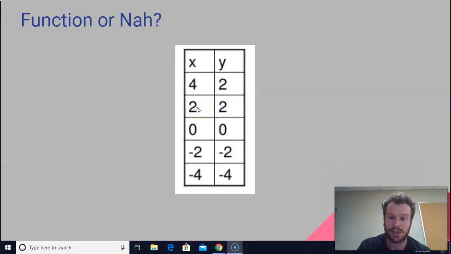So based on our definition of a function, each input has only one output. This still works. It still fits that definition. So this is a function.